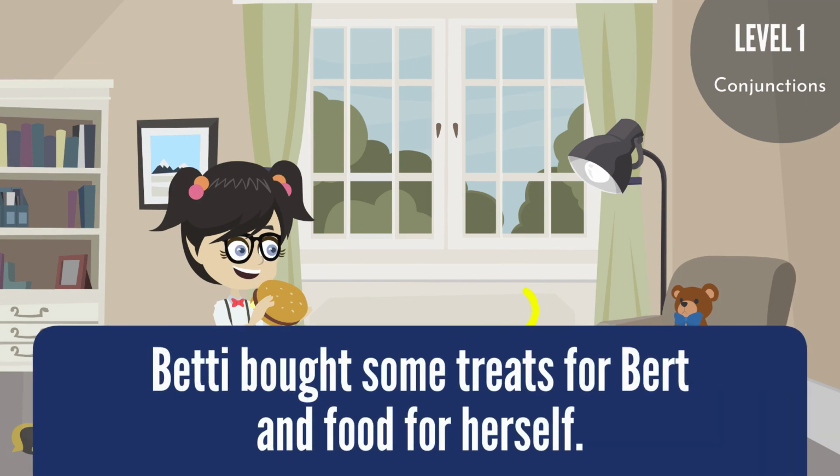Betty bought some treats for Bert and food for herself. The two sentences are: Betty bought some treats for Bert, and she bought food for herself. Then, the coordinating conjunction is the word and.